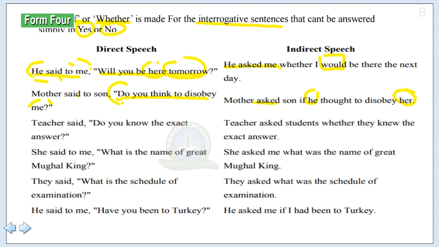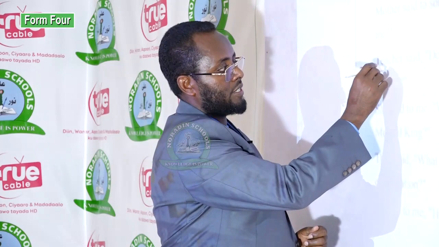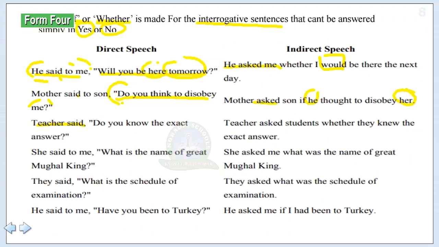Teacher said, do you know the exact answer? What about this tense? Can you remember the tense? This tense is simple present tense, so we're going to change it into simple past. Teacher said, it's a question: do you know the exact answer? Teacher asked students whether they knew the exact answer.